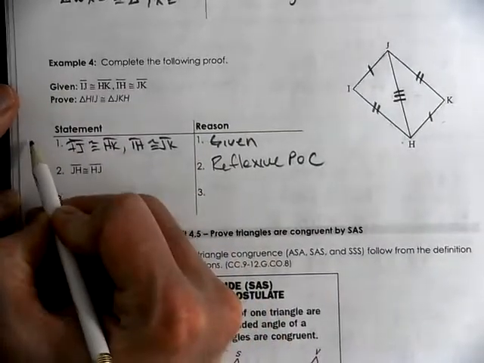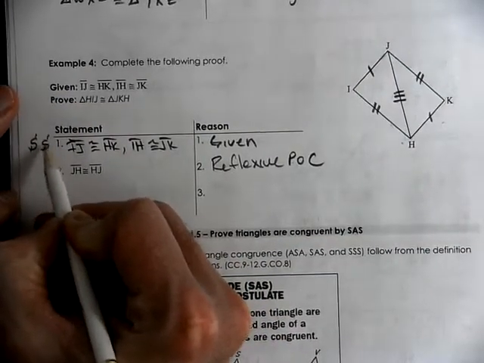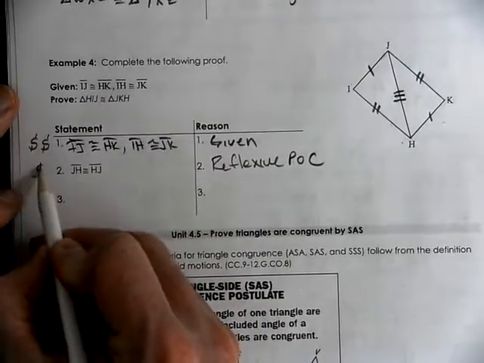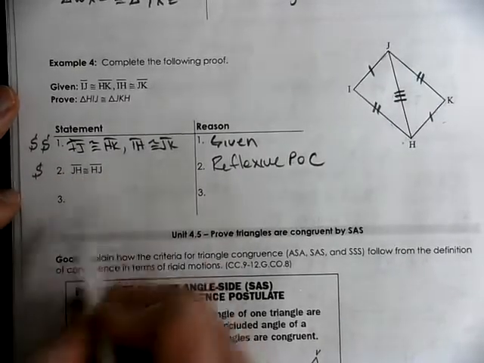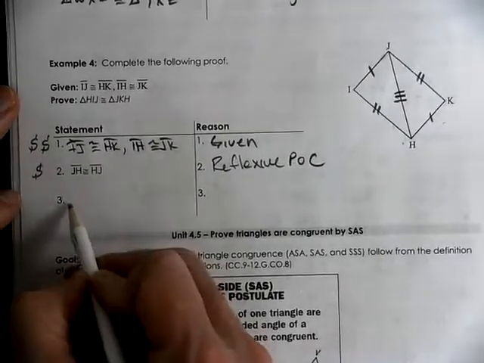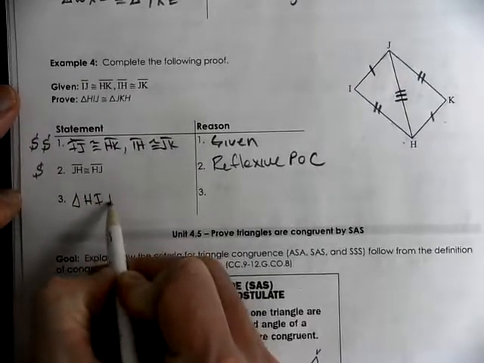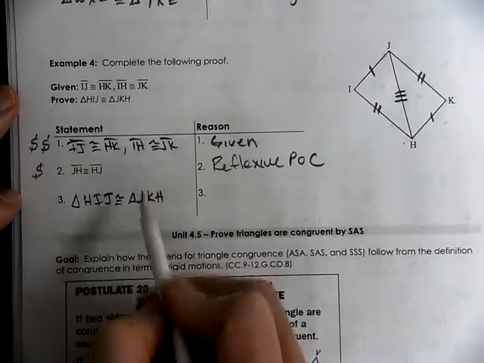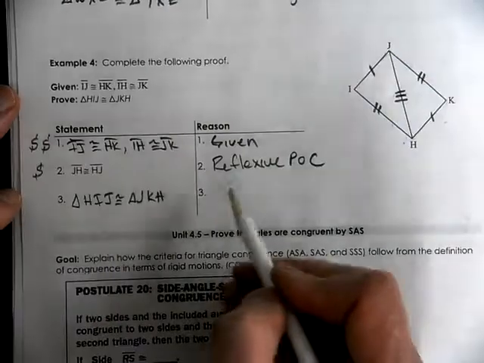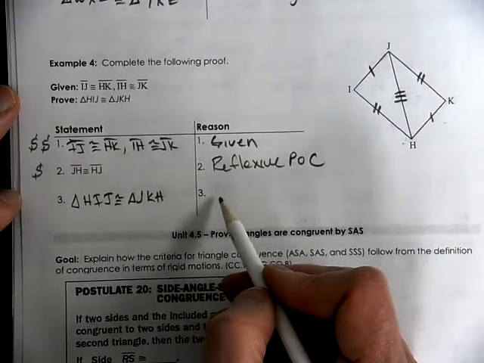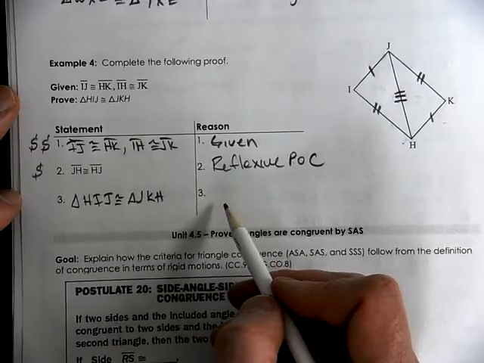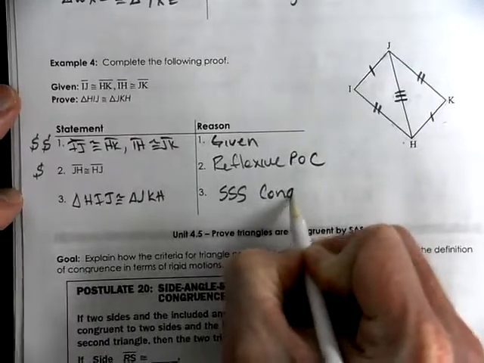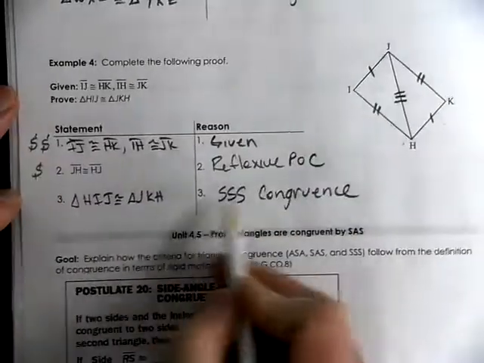Notice that up here was 2 sets of S's. 2 sets of sides that were congruent. This was a 3rd set of sides congruent. Now I have enough information to say that triangle HIJ is congruent to triangle JKH. And what's my final reason? It's really the only reason we have so far. Side, side, side congruence. This is the only way we know of so far.